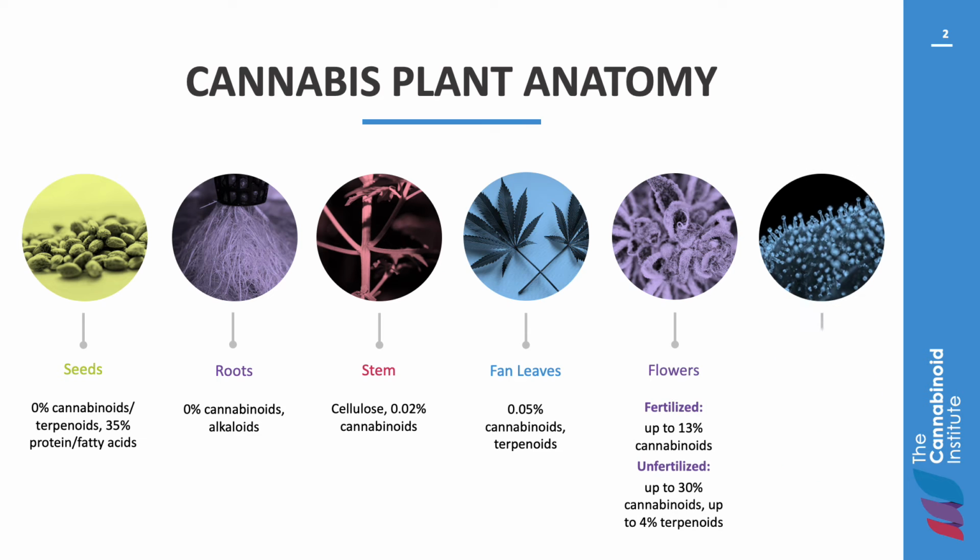It is important to understand that the majority of the cannabinoids produced by the cannabis plant are found in the flowers and trichomes of the plant. Virtually no cannabinoids are produced in the seeds, roots, or stems of the plant. Cannabis seeds, additionally, contain about 35% protein and fatty acids, which is why they have been utilized as a nutritional supplement.